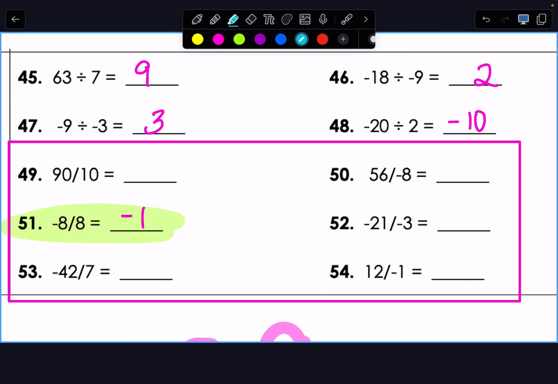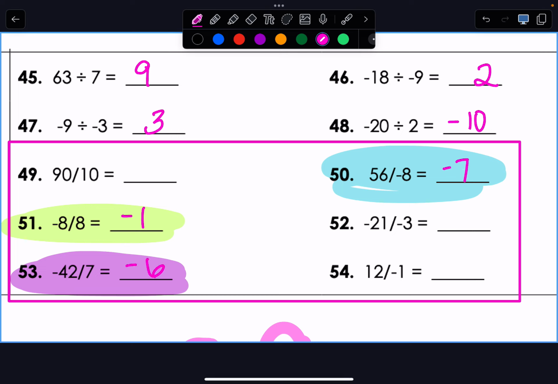Let's see. Teal table. Number 50. What was your answer? Did I hear negative 7? Okay, negative 7. Positive divided by negative is a negative. Great. Purple table. 53. Negative 6. Very good.